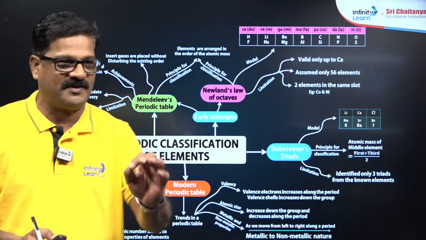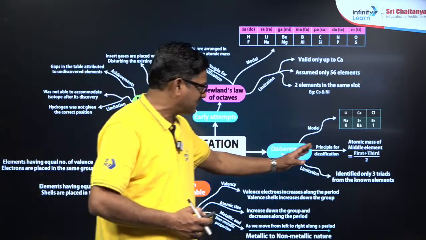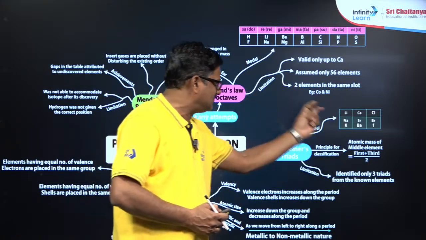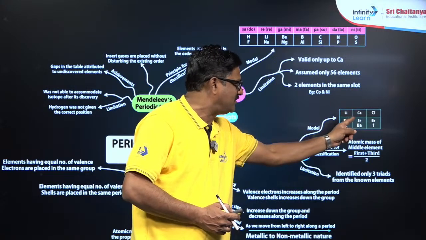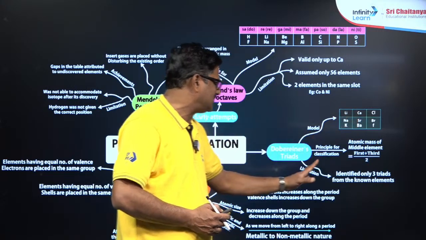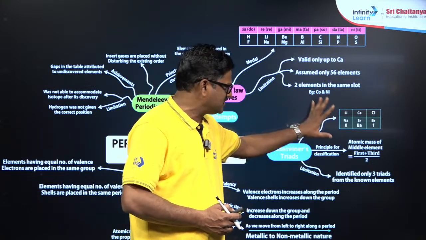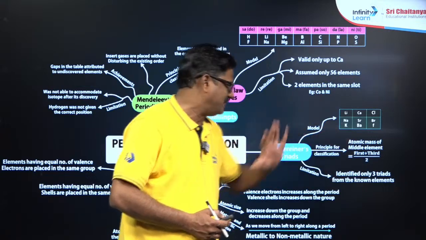Yeah, concept first. So in Dobereiner triads, the principle of classification is a triad. 3 elements are taken. In these 3 elements, the average of the atomic mass of the first element and the last element is going to be the middle element. So this is the actual model. It has a limitation: only 3 triads were identified from the elements known during that time.